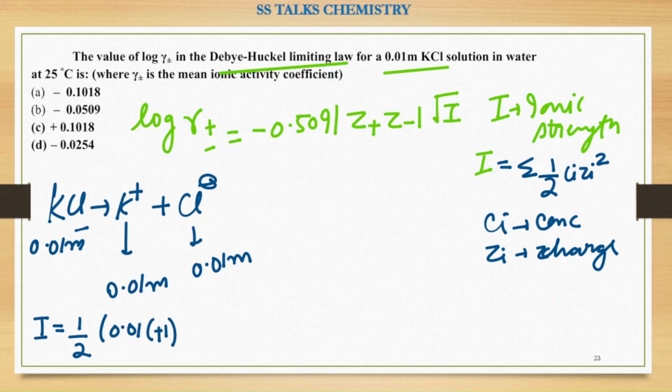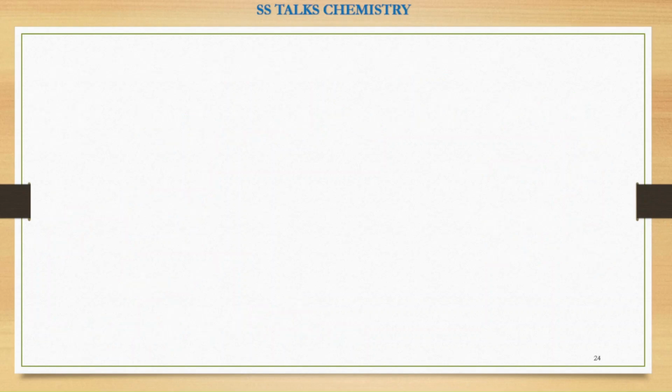Charge is plus 1, its square will be there. And for Cl negative, it's 0.01 into minus 1 squared. We will be getting the concentration as 0.01. This is the ionic strength value we are getting from here. Okay. Next is log gamma plus minus.